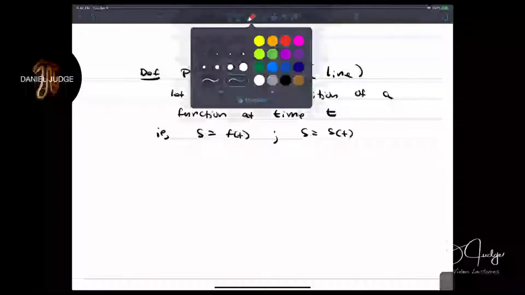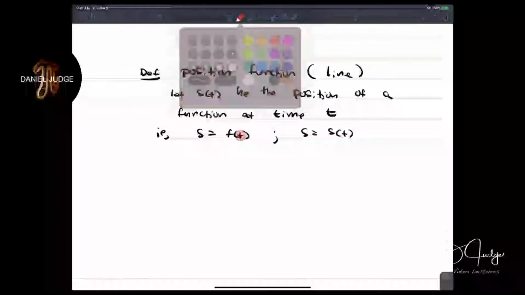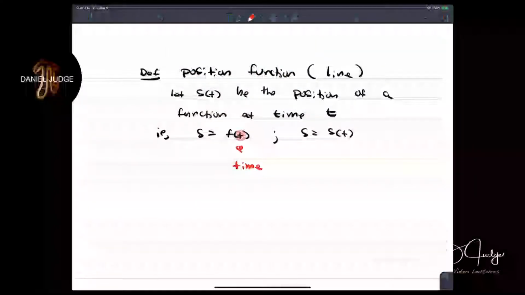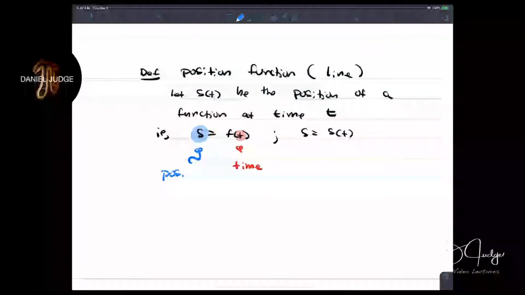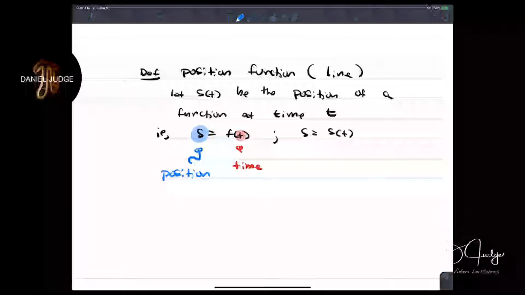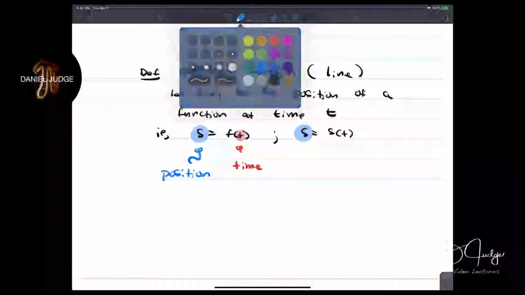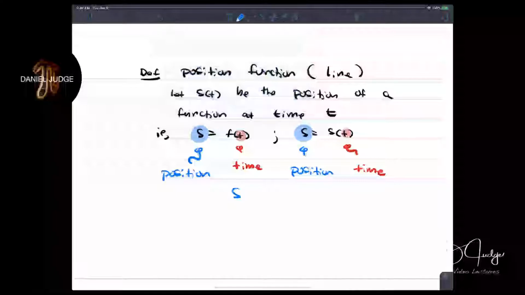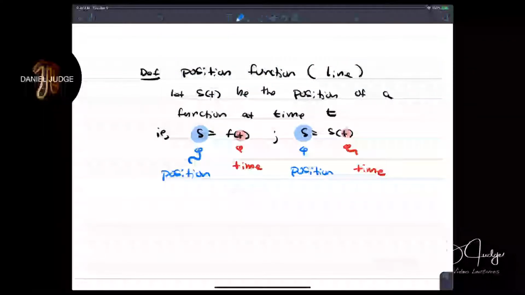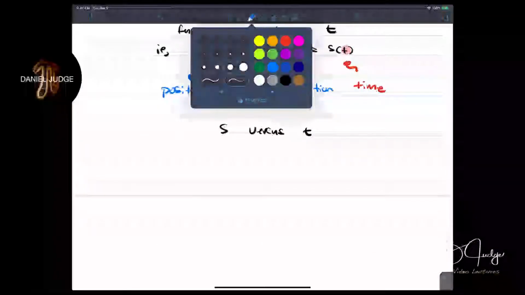So here's one detail. t represents time. S here represents position. So S represents position, right? And t represents time. So we got position and we got time. We really have two variables here, S and t. We have S versus t. So we got position S versus time.